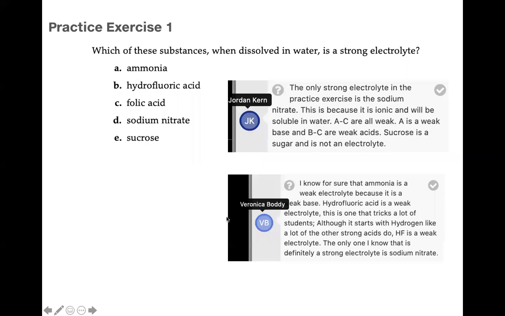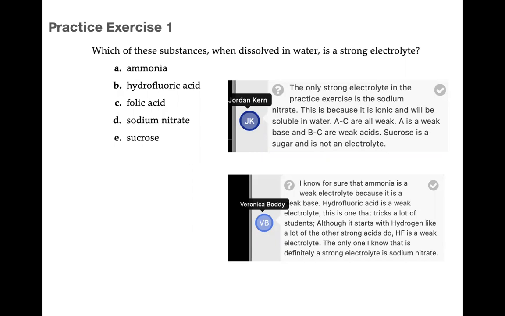Veronica within here, I liked within her analysis, came to the same consensus. I know for sure that ammonia is a weak electrolyte because it is a weak base. Hydrofluoric acid is a weak electrolyte, and I like the way that she's drawing attention to this. This is the one that tricks a lot of students.